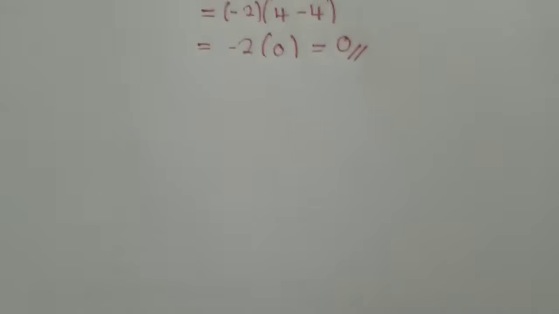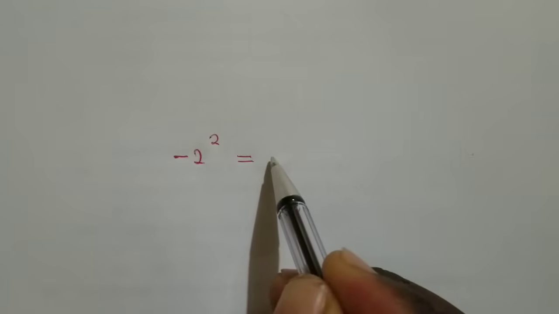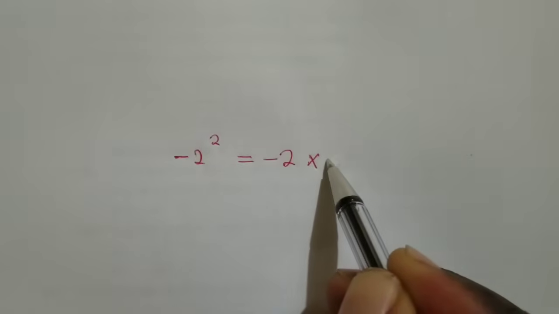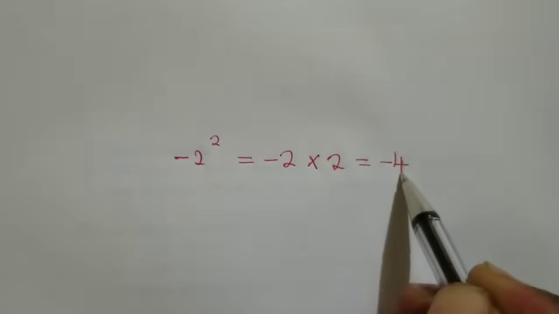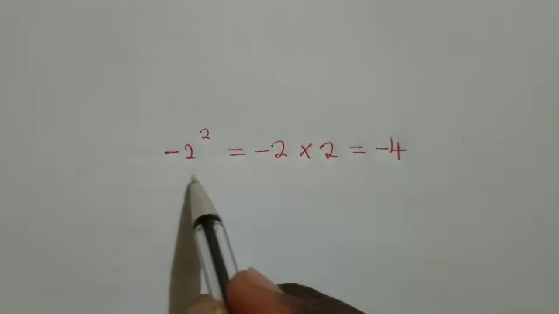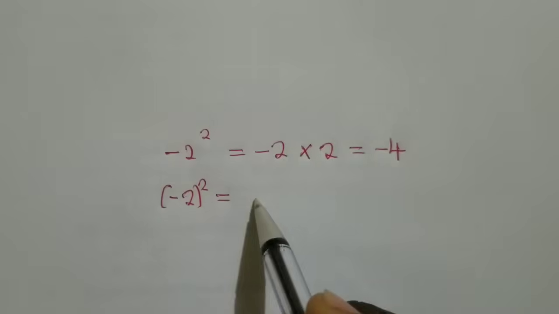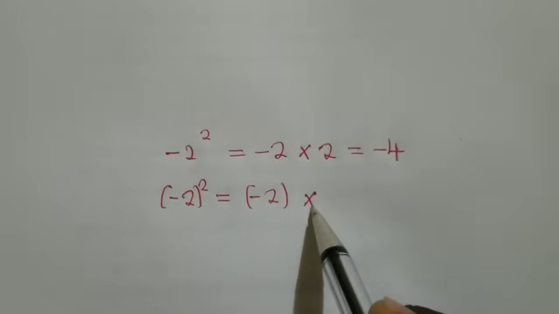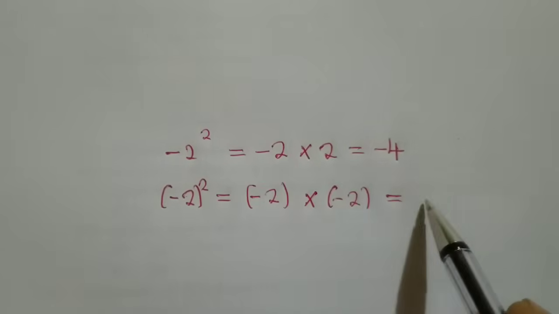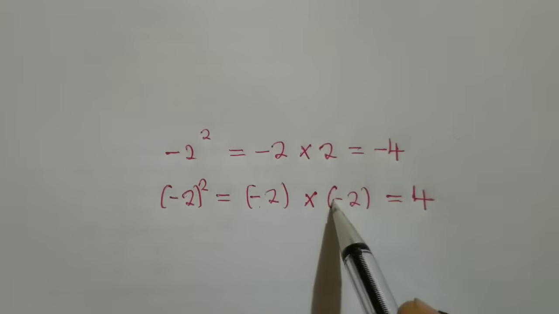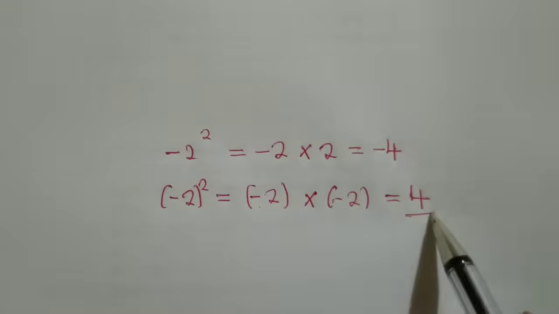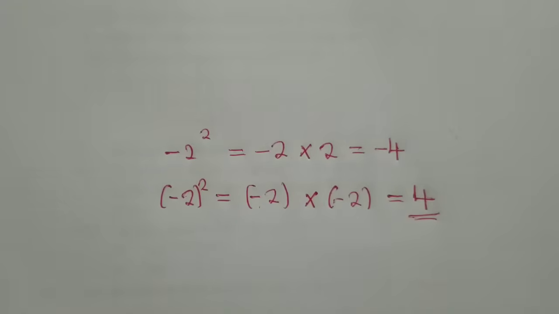Understand this. Let me just show you something. When you've got a negative 2, like this, and then you put a power 2, this will simply mean negative 2 times positive 2, which will give us a negative 4. You see? Again, when you've got a negative 2 inside the brackets and a negative sign here, it means negative 2 times negative 2, which will give us what? A positive 4, because negative times negative is positive. 2 times 2 is a 4. So this is why you always need to put a number with a negative inside the brackets.